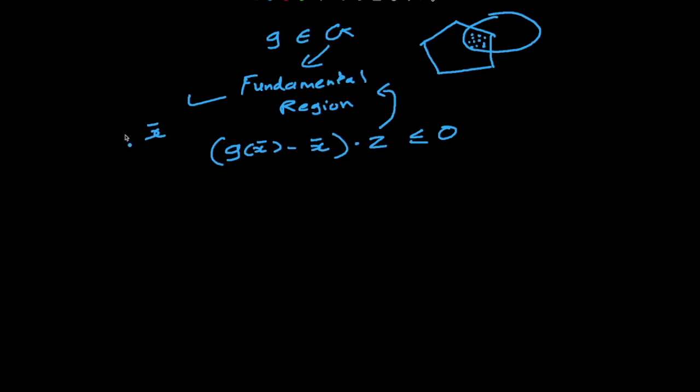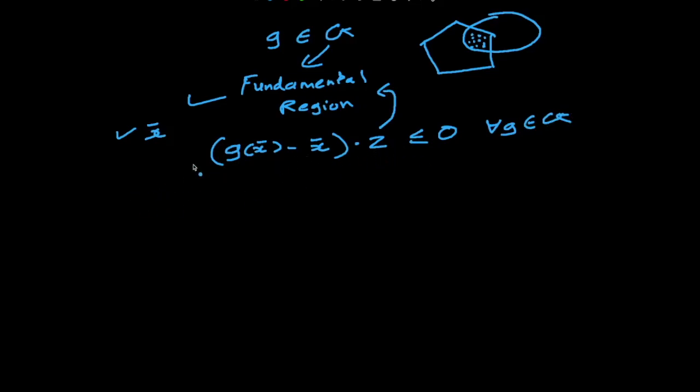This is a fixed point that we picked, and it has certain properties, like all the things we discussed in the previous part, but as of now it's not important. If a point z satisfies this inequality, then it belongs to the fundamental region. And this has to be true for all g in my group, all the permutations in my group, for that particular point z.